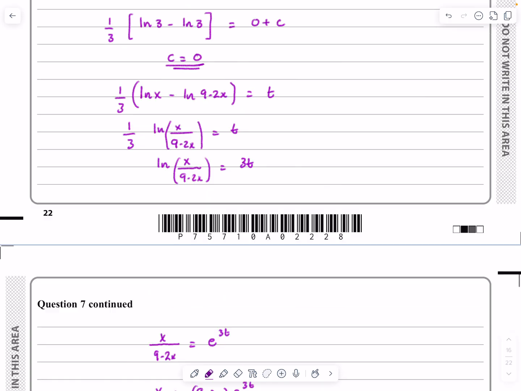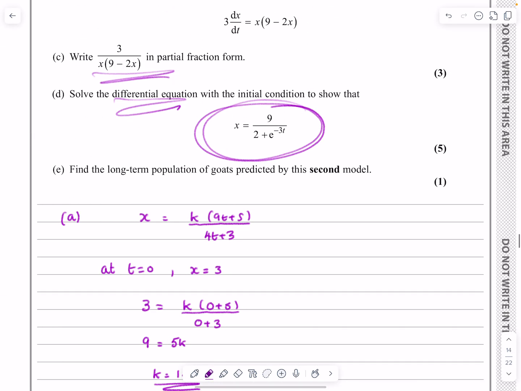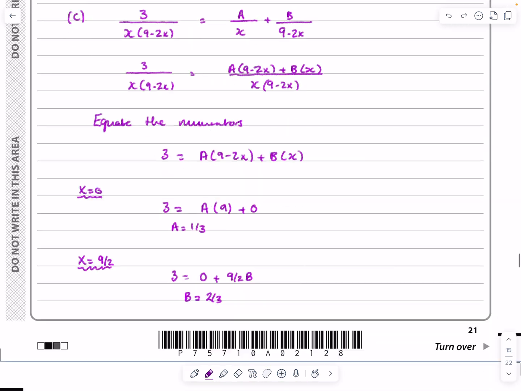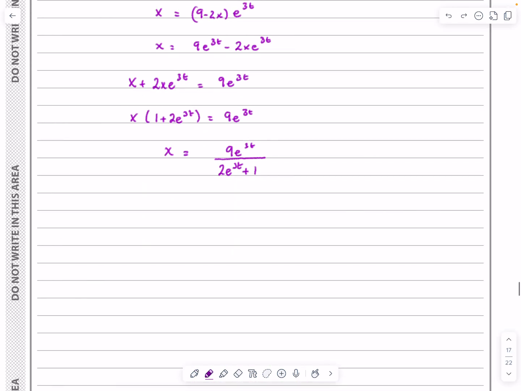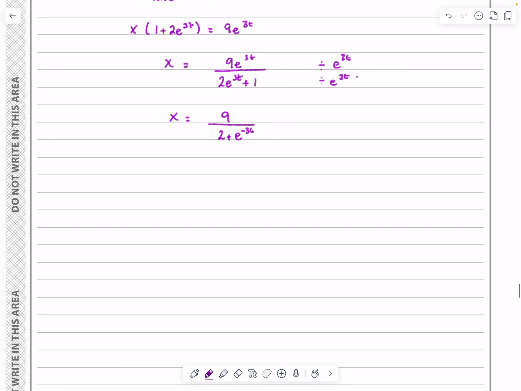And if we go back, we're not quite there, we're almost there with our answer. We notice that there's no e to the 3t on the top there, and there's an e to the minus 3t on the bottom there. That's no problem at all. If we look at our function, we just divide the numerator and the denominator by e to the 3t, then the answer does drop out. So here we get 9 over 2 plus 1 over e to the 3t, which is e to the minus 3t. So then we get the actual function that we were trying to get there.